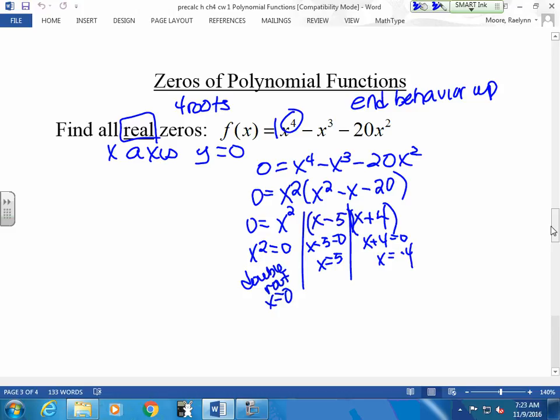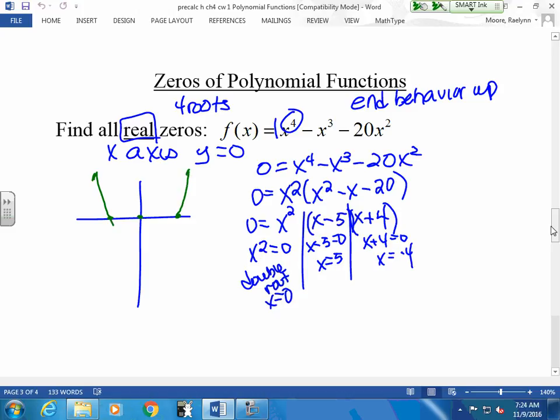Now, if we were sketching this, based on what we have, I know the 0 is my double root. That means it's not going to pass through here. It's going to bounce off. Either I'm going to do this or I'm going to do this. I have a negative 4 and a positive 5. Where are my end behaviors? Up. So this guy's going up like this.